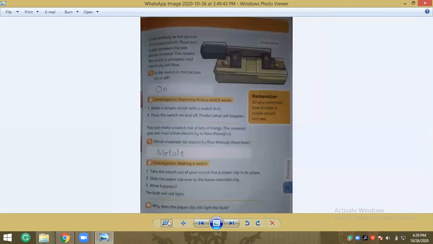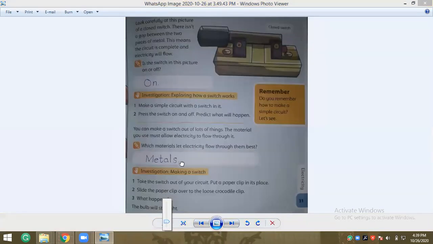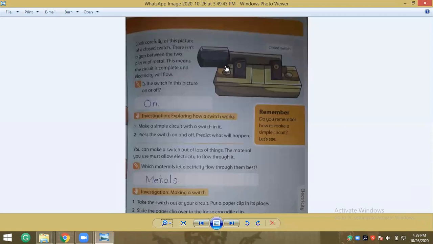On the next page you can see here it's a closed switch. It's page 31. When you switch it on, it becomes closed and the circuit is complete and electricity can flow. Look carefully at the picture. In a closed circuit, there isn't a gap between the two pieces of metal. These two pieces of metal, there is no gap. They are joined. This means the circuit is complete and electricity will flow.